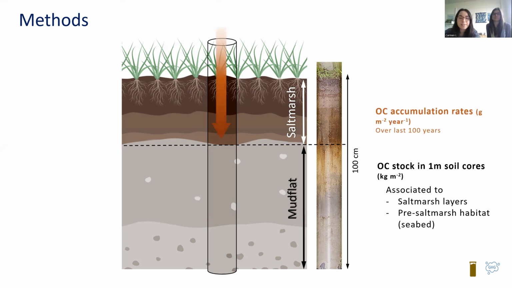The second main variable are the accumulation rates, the speed at which the organic carbon is entering into the soil over the last 100 years, and that we could calculate thanks to lead-210 dating over the top 30 centimeters of soil. And the last variable that I will be talking about are the methane emissions from the soil to the atmosphere that were measured over 4 to 5 campaigns along 1 year. And every time we measured during 2-3 days at different light intensities.